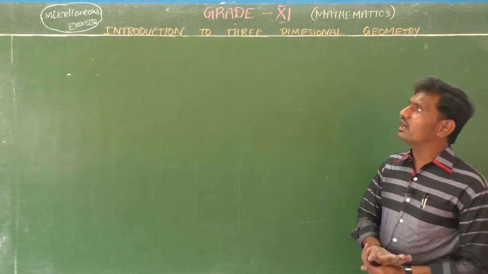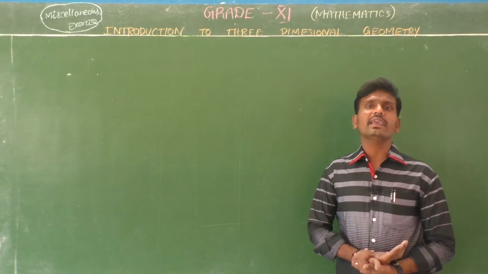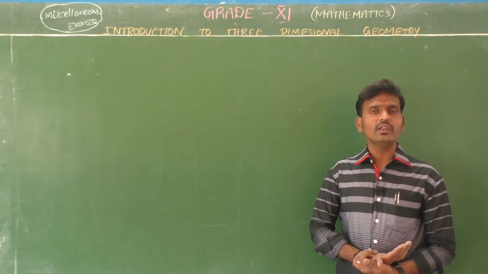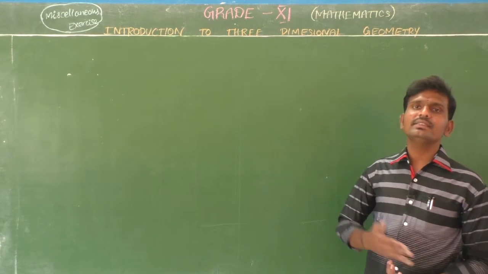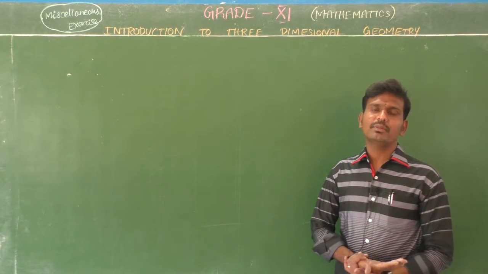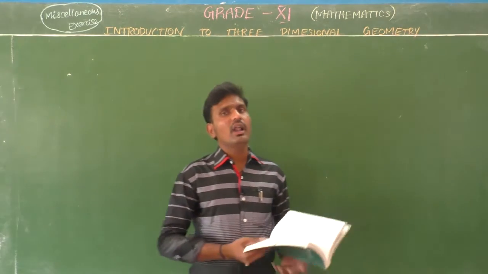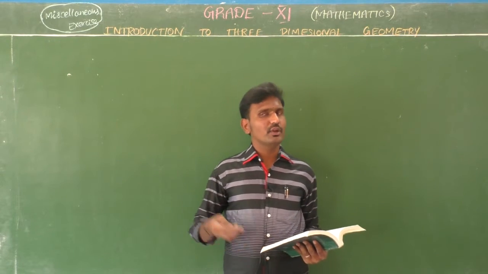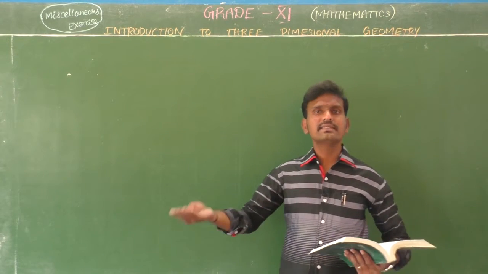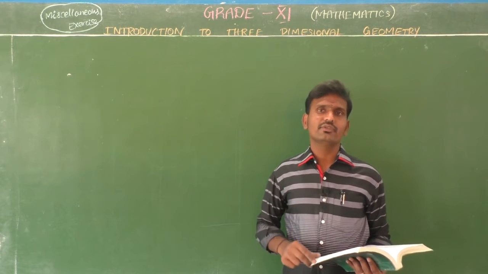Okay. In your previous class, you completed the first three exercises, exercise 12.1, 12.2 and 12.3. Now this class is the miscellaneous exercise for chapter number 12. I hope you are thorough in the formulas for three-dimensional geometry: the distance, midpoint, centroid, and internal and external division. So these are the formulas.